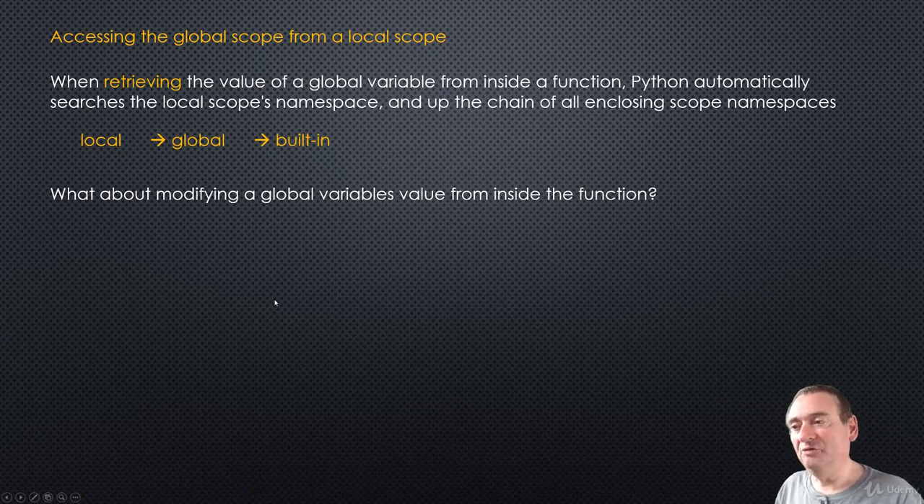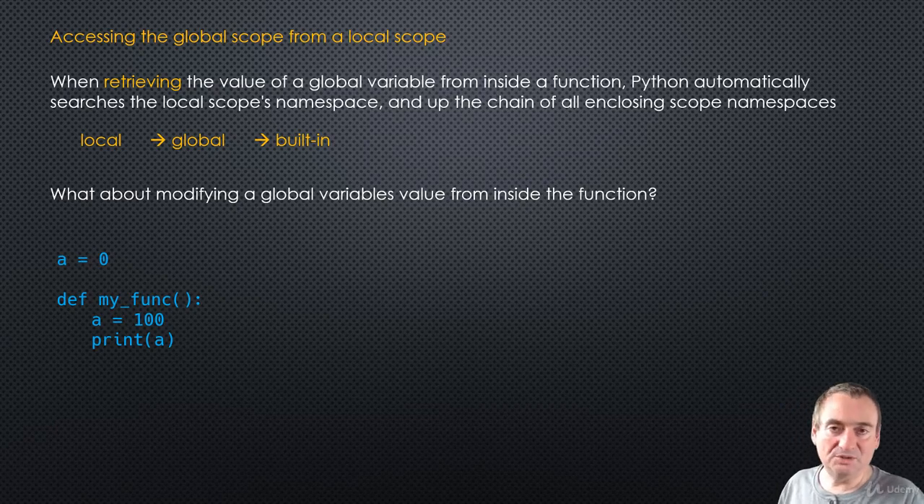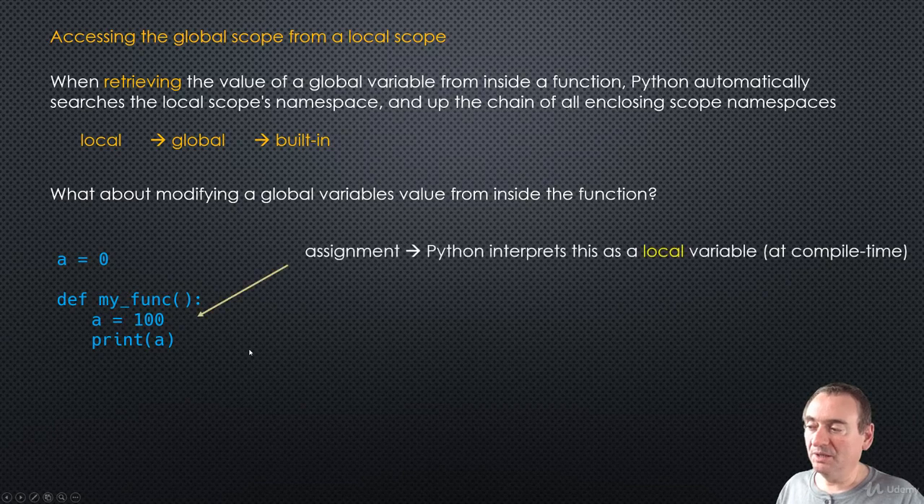But what about modifying the global variable from inside the function? So let's look at this code. Let's say we have a equals 0, and then we define myfunc, and inside of myfunc we set a equal to 100, and then we print a out. What's critical here to see is that this is an assignment operation. Whenever there's an assignment, Python says, okay, I'm creating something, right? I'm creating a new label. I'm going to bind it to something.